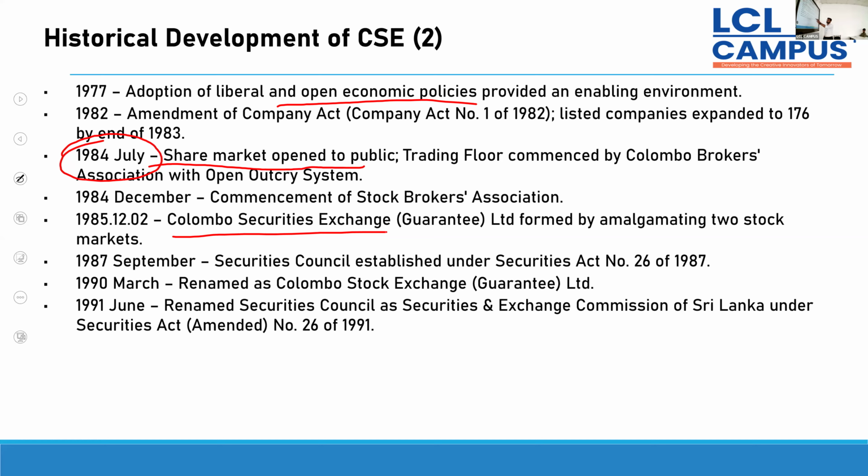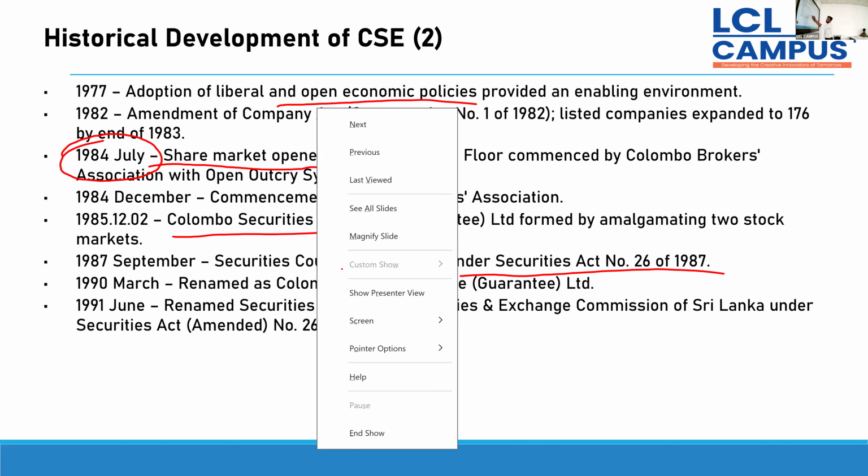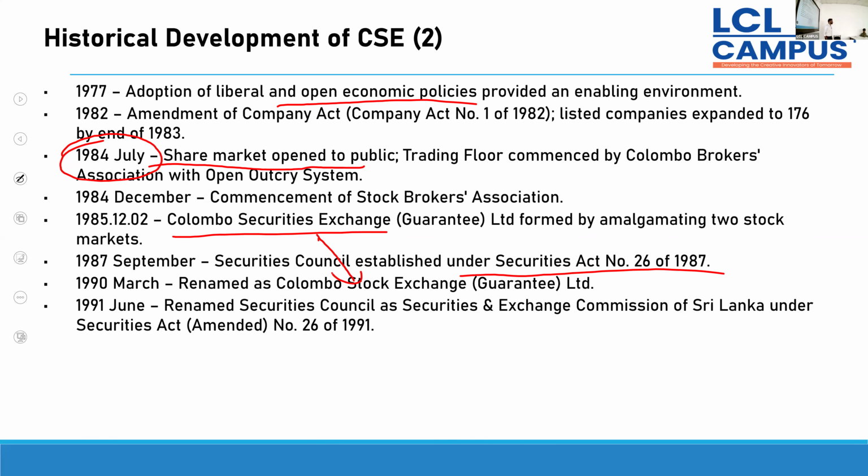1987, they established a law for this. What is that law? Securities Act number 26 of 1987. This is the law we apply for the security markets, right? In 1990, this Colombo Securities Exchange was renamed as Colombo Stock Exchange. This is the history, right?